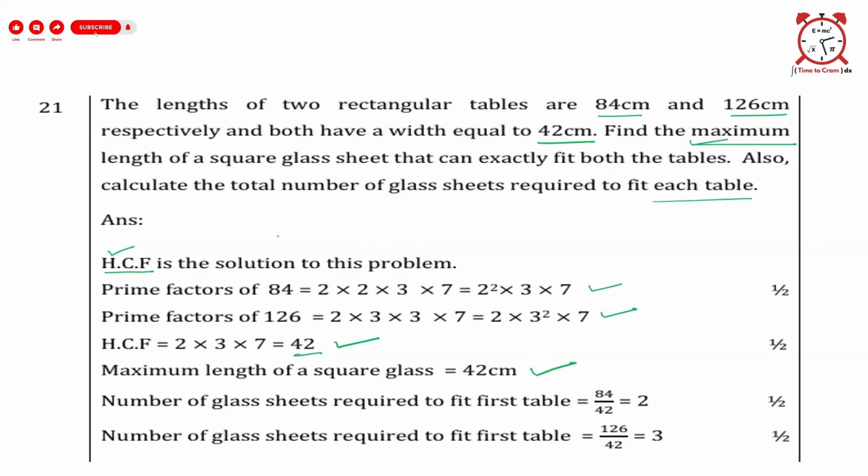Now we also have to calculate the total number of glass sheets required to fit each table. So the number of glass sheets required for the first table: the first table's dimension is 84. So 84 will be divided by HCF 42, then the answer is 2. This is the second table. By mistake it is the first. So the second table's dimension is 126. So 126 by 42 equal to 3. In that way we have to solve the question.